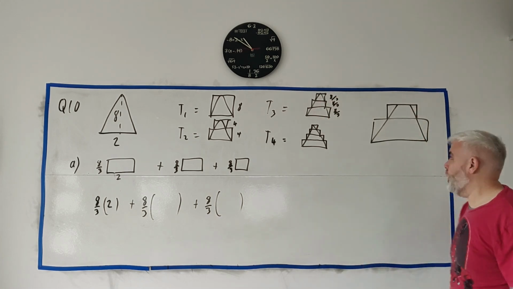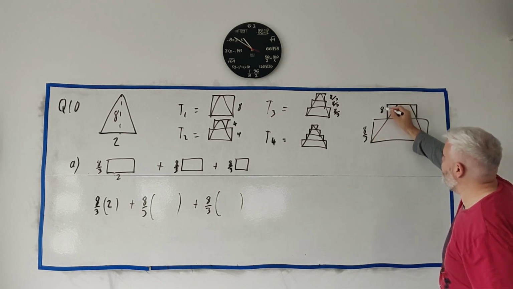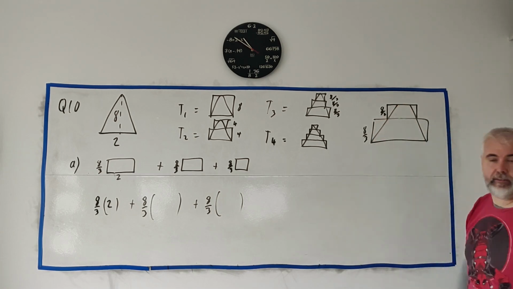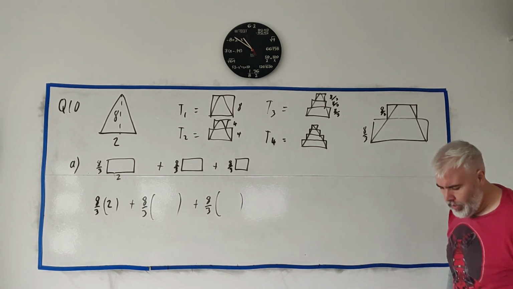Just these bottom 2 I'm looking at. We know this is 8 over 3. What's this height here? And the secret is, there's no Pythagoras unfortunately here.